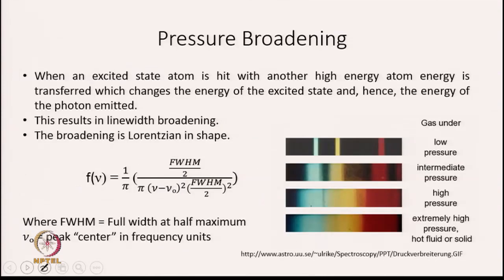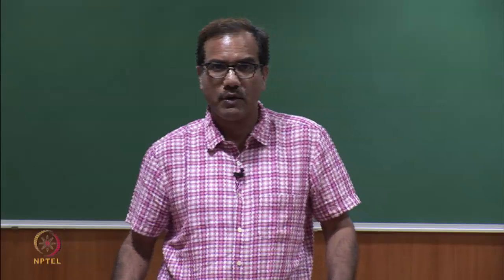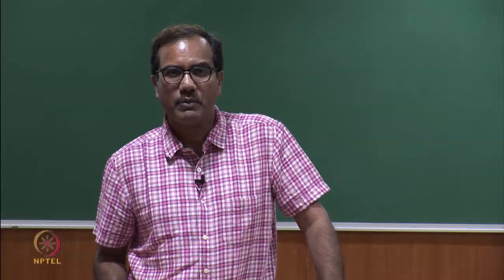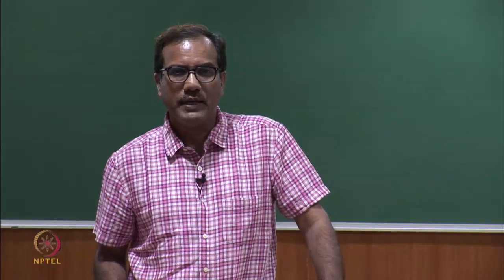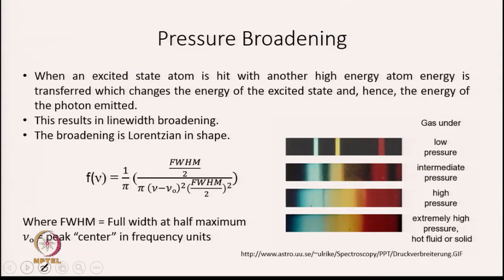observer. So, apart from the Heisenberg uncertainty principle and the Doppler effect, you have pressure broadening. The spectra can broaden due to pressure. When an excited state atom is hit with another high energy atom, energy is transferred which changes the energy of the excited state and hence the energy of the photon emitted, and this results in line width broadening.